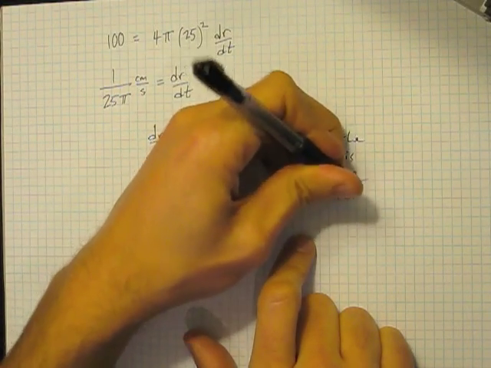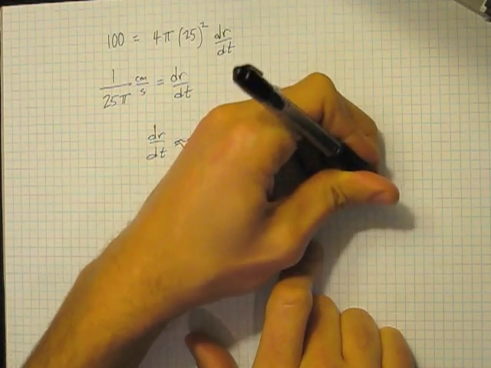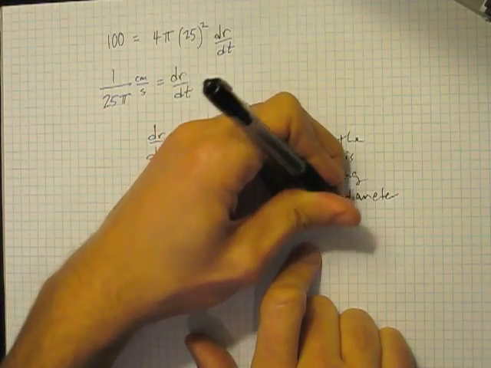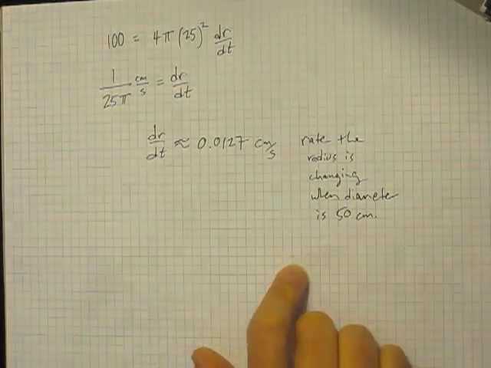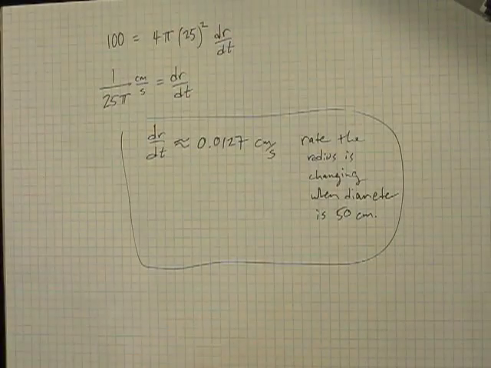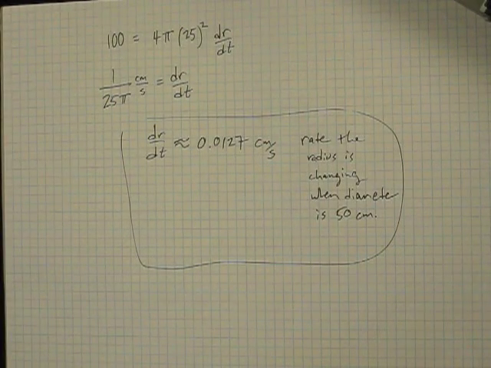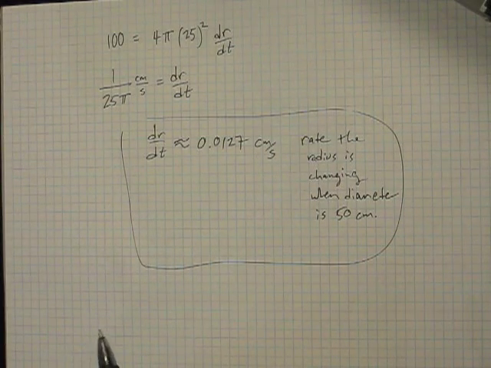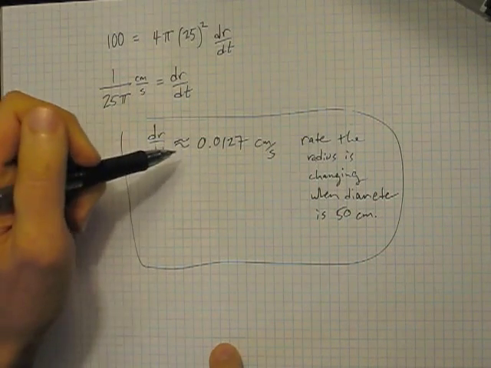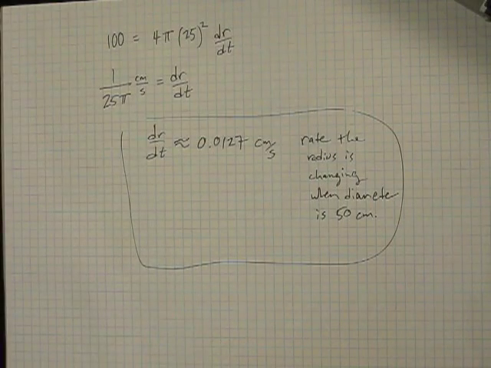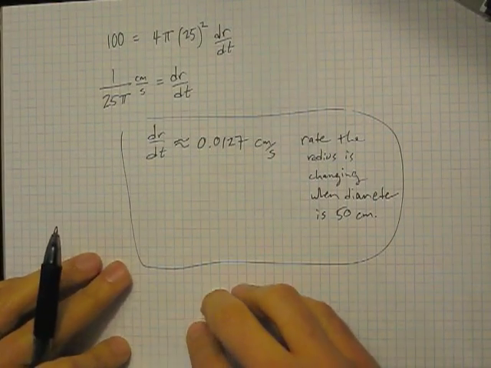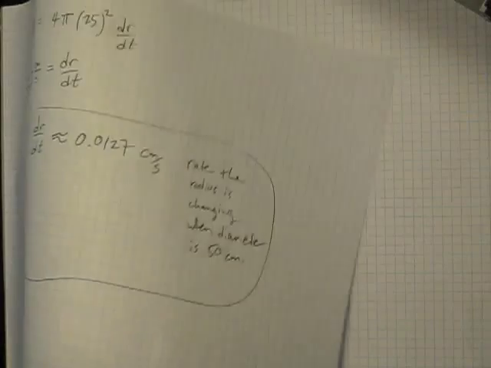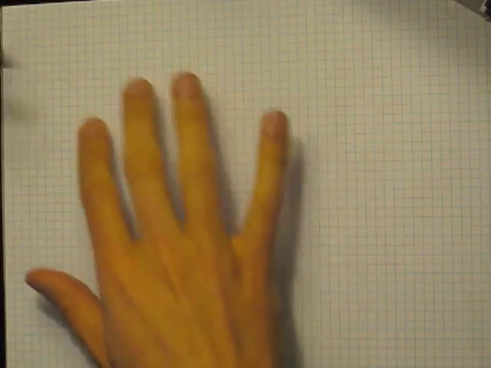When the diameter is 50 centimeters. So this is our answer, and that was the original question. So if the balloon is being inflated and we know how the volume of the balloon is changing, then how do we compute how fast the radius of the balloon is changing? Okay, so that's example number 1. Let's do another example.